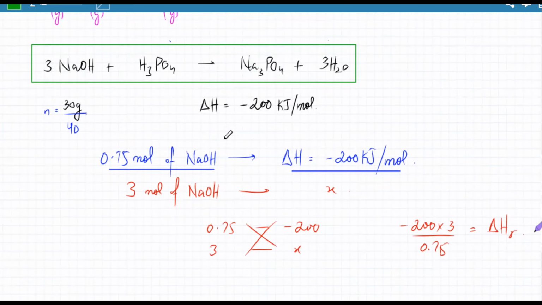Is this clear? Because in many questions you will have to do this. You'll find the enthalpy change, but that enthalpy change would not be the enthalpy change of reaction, but they would be asking for the enthalpy change of reaction. So you found the enthalpy change for 0.75 moles. By just using ratios, you can figure out the energy change that would be evolved if 3 moles of NaOH are taking part in the reaction. Is this clear?